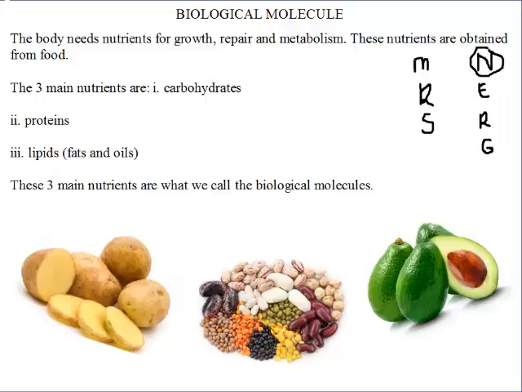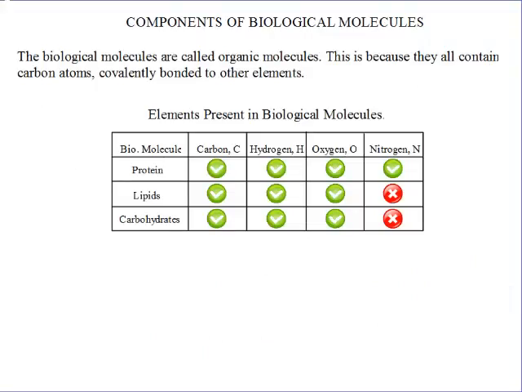Now that we know that proteins, carbohydrates, and lipids are our biological molecules, let's see exactly what they are made up of. The biological molecules are also called organic molecules. They are organic molecules because they contain carbon atoms that are covalently bonded to other elements.